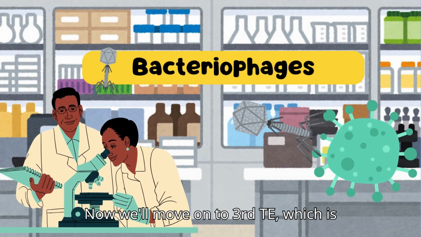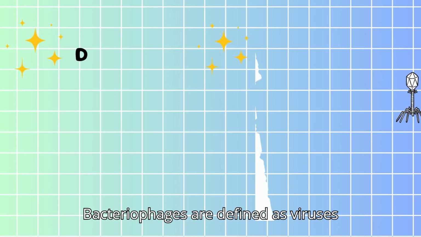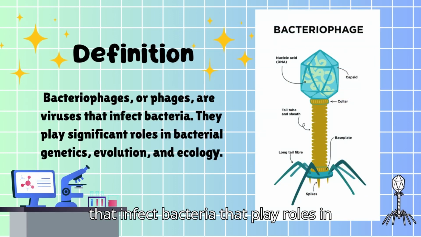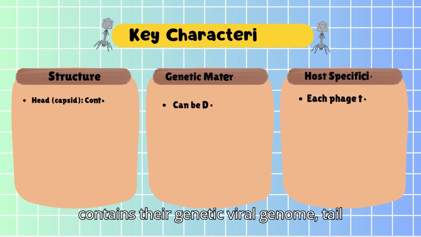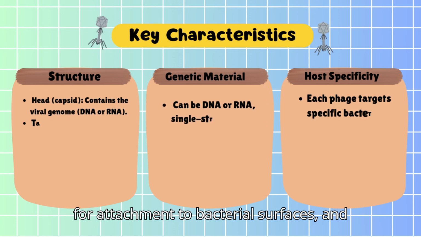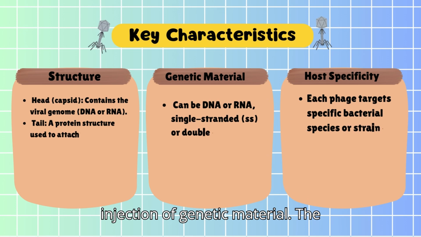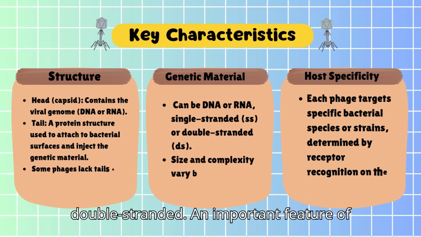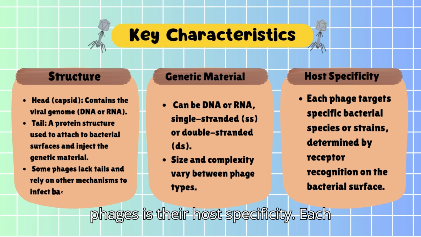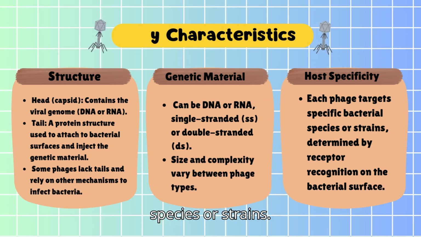Now we'll move on to the third type of mobile genetic element, which is bacteriophages. Bacteriophages are defined as viruses that infect bacteria and play roles in bacterial genetics, evolution, and ecology. Bacteriophages consist of a capsid that contains their viral genome, and a tail for attachment to bacterial surfaces and injection of genetic material. The genetic material of phages exists as either single-stranded or double-stranded. An important feature of phages is their host specificity. Each type of phage targets specific bacterial species or strains.